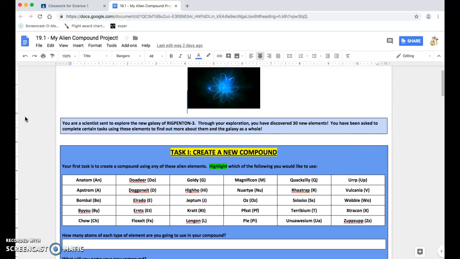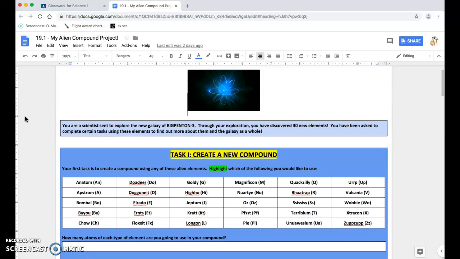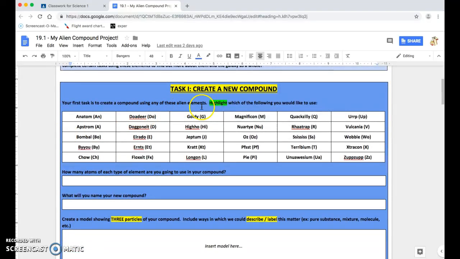And the way that it works is you're essentially a scientist, and you've been sent to explore a new galaxy called Rigpenton 3. And in your exploration, you've discovered 30 brand new elements that have never been seen before. And you have been asked to complete certain tasks using these elements to find out more about them and the galaxy as a whole. So you want to use these different elements down below. There are all sorts of weird ones that have been created, like Doggone It or Nuart. Terbium, any of those you're able to use to create your new compound.